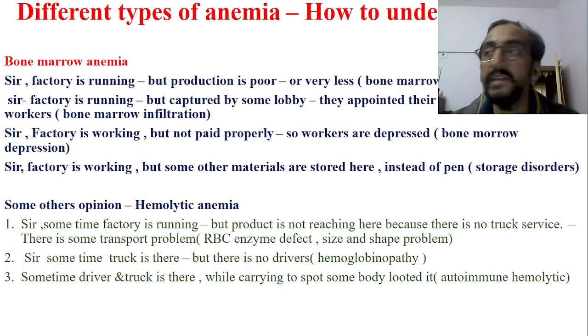Hemolytic anemia is a condition where there is premature rupture or destruction of the RBC. This premature rupture may be because of an RBC enzyme defect, maybe there is some problem in transport, or maybe there is some autoimmune reaction, or maybe some structural problems like spherocytosis, etc.